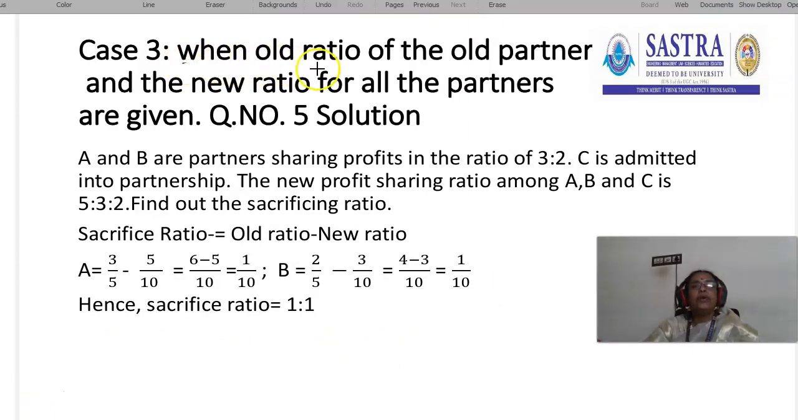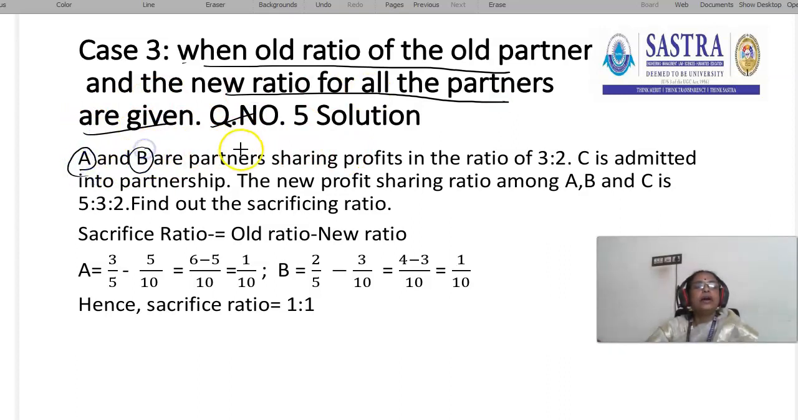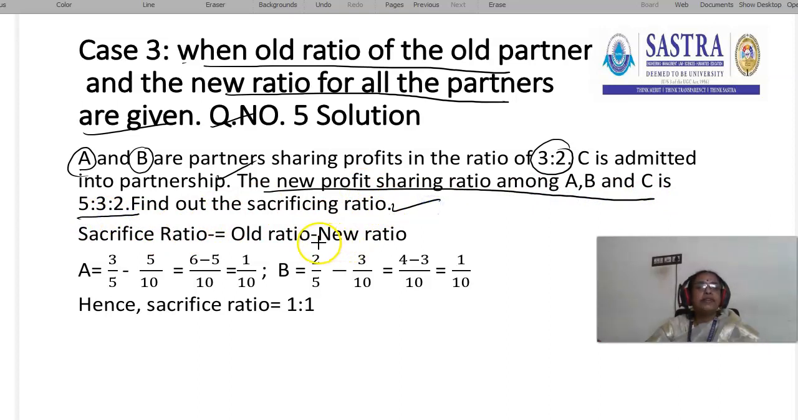Case 3. When the old ratio of the old partners and the new ratio for all the partners are given. Question number 5. Question and solution. A and B both are old partners. They are sharing profit in the ratio of 3 is to 2. C is admitted into partnership. The new profit sharing ratio is 5 is to 3 is to 2. You are asked to calculate the sacrificing ratio.